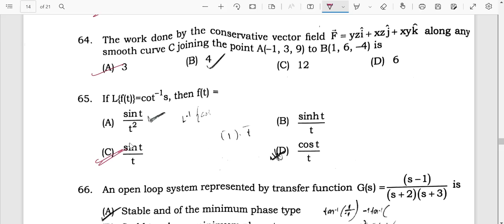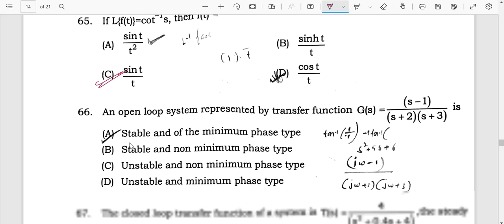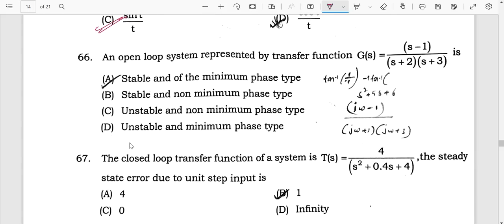Okay, so next one, question 66, control systems. An open loop system is represented by the transfer function G(s) = (s - 1) / ((s + 2)(s + 3)).